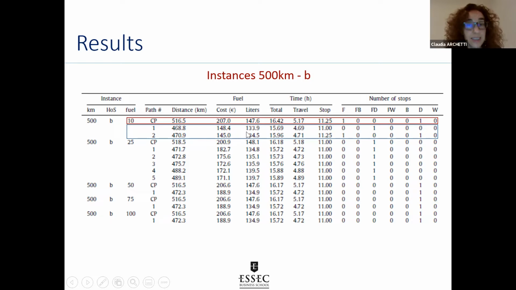So we see that in this case, this was not the case for all the instances, but for this specific instance, both the paths that are found by our algorithm dominate the current practice. Also, another advantage of our algorithm is that it provides multiple solutions. For example, you see in the second instance over here, when the fuel level is 25%, our algorithm finds 5 non-dominated paths. So this is another advantage of our framework that provides a multiple choice to the customer, and this is definitely an advantage.